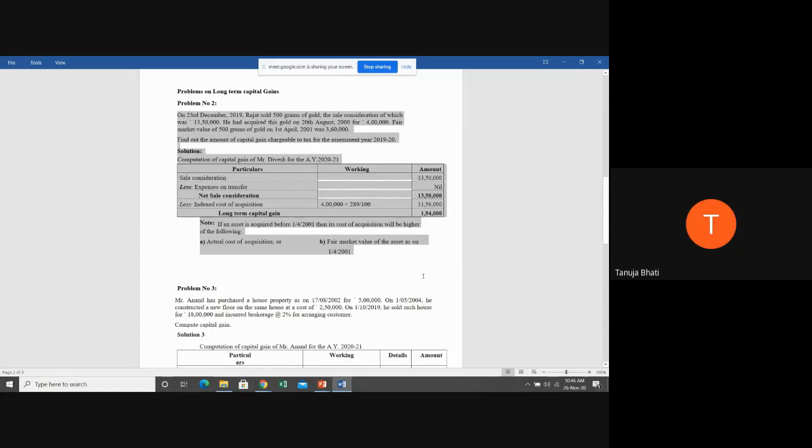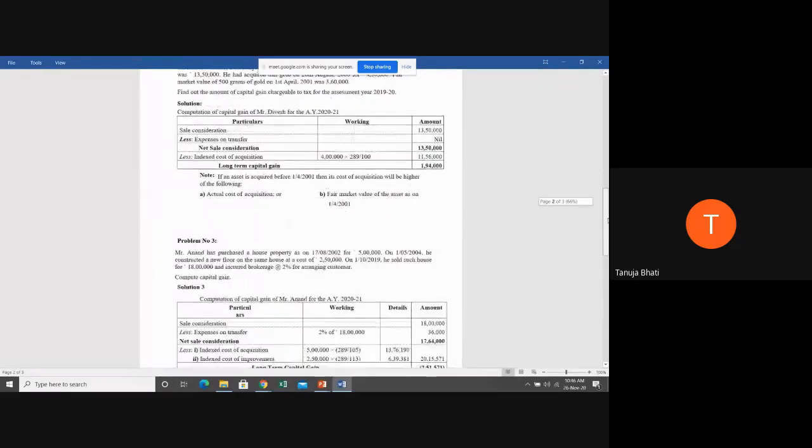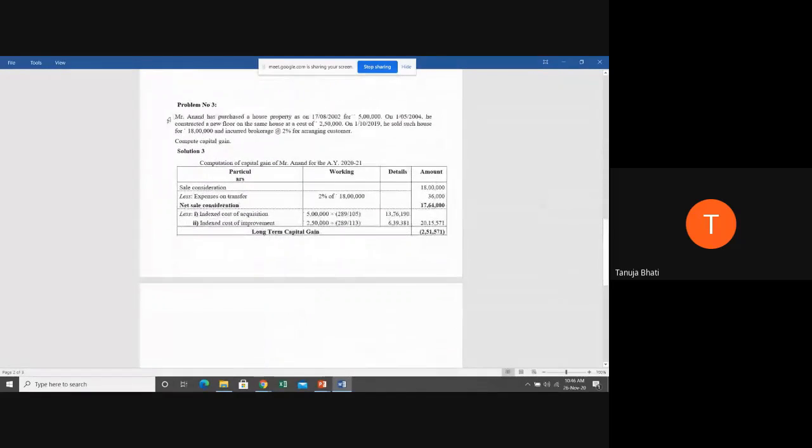Yes, ma'am. This sum was on a treatment where the asset is acquired before 1/4/2001. Did everyone understand this particular sum? Okay. Moving ahead to problem number 3. Mr. Anand had purchased a house property on 17/8/2002 for 5 lakh. So tell me, students, what is this 5 lakh rupees? Which term is it?